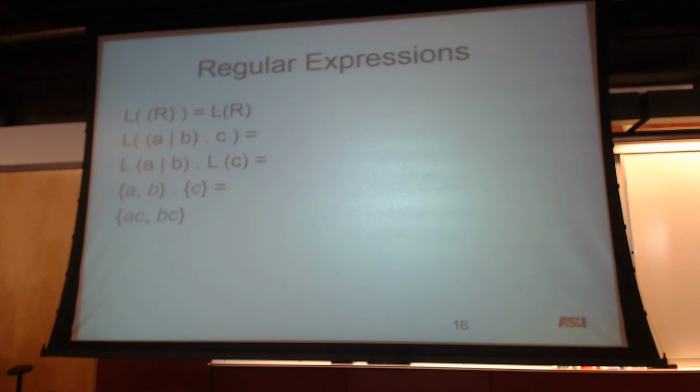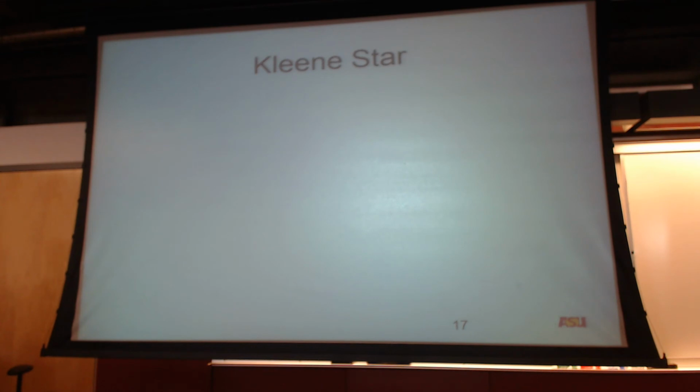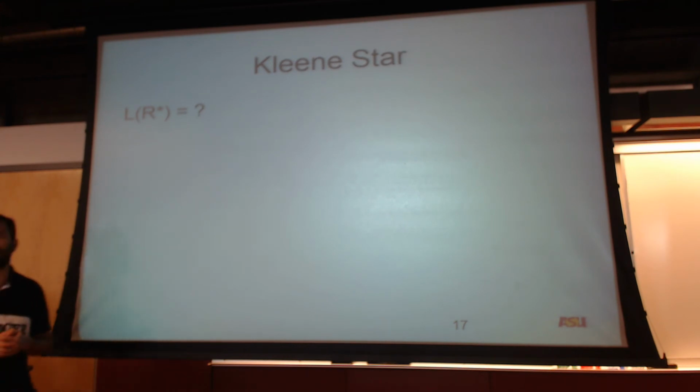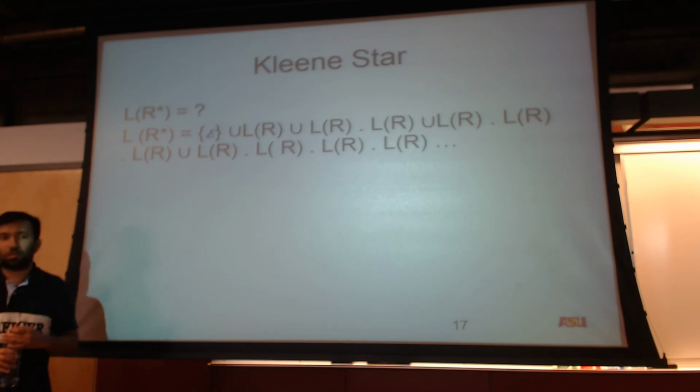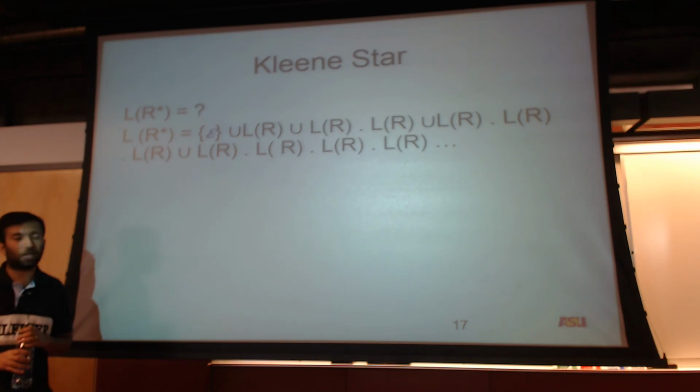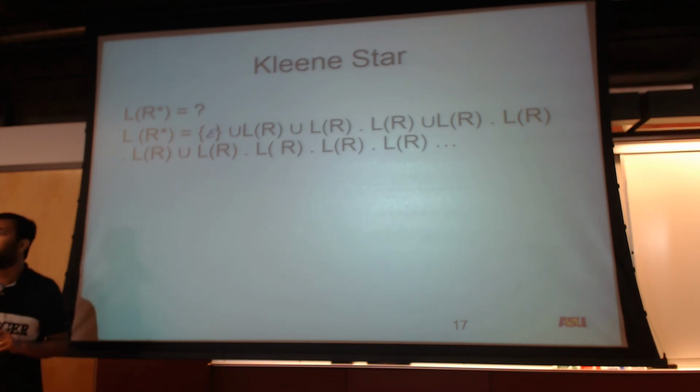Right? Now we come to a very confusing concept: Kleene star operation. So we want to find out what is the language of R star. The rule is the following. R star will definitely have the empty string. The first thing you should do if you want to evaluate the language of R star is blindly take the empty string and put it into the set.